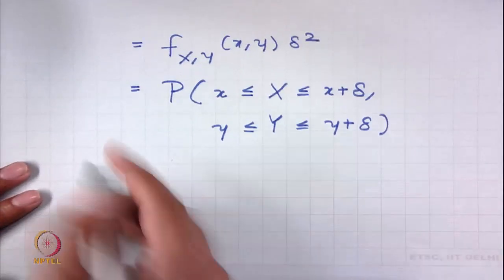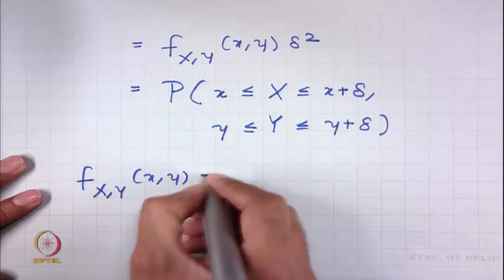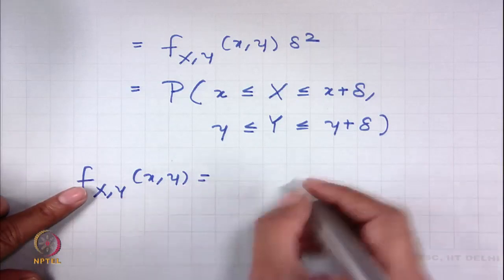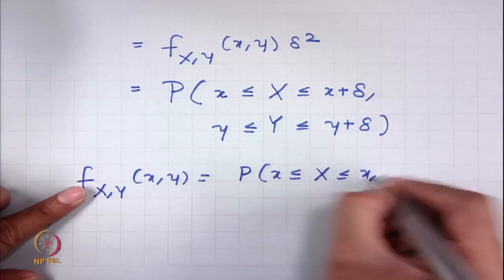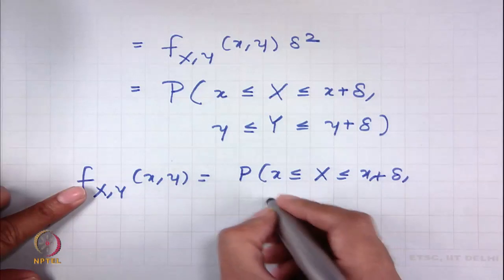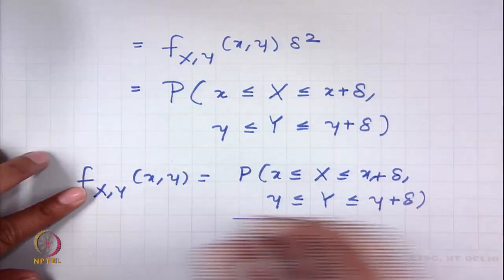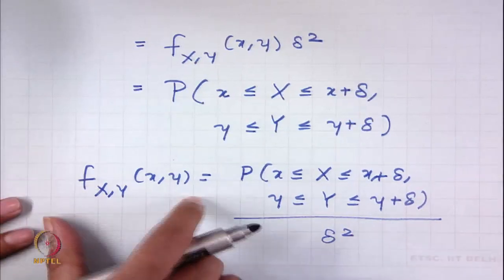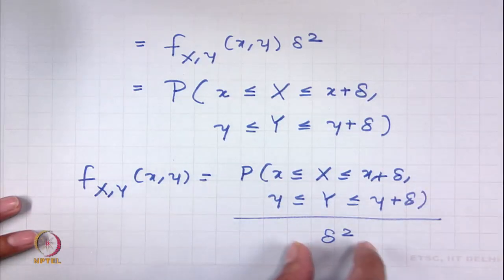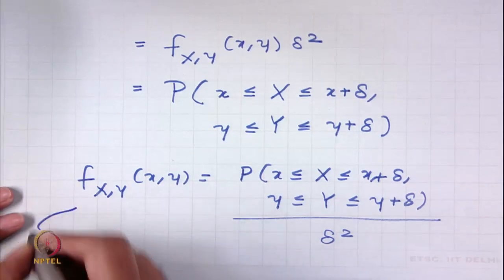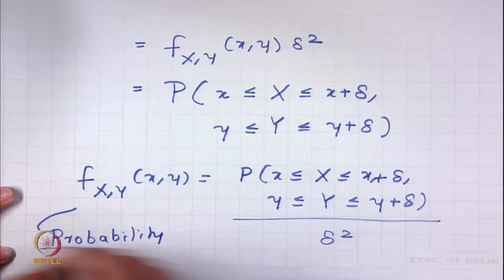So, I can write f x y, the joint probability density of random variables x and y. What is the unit of this quantity? This is probability that we know, and this is delta square, that means this area. So, this quantity's unit is probability per unit area.